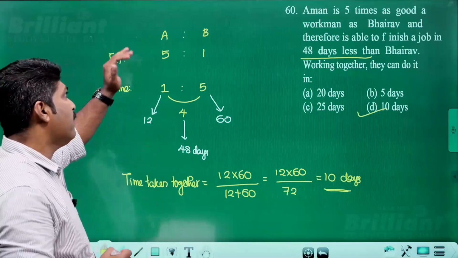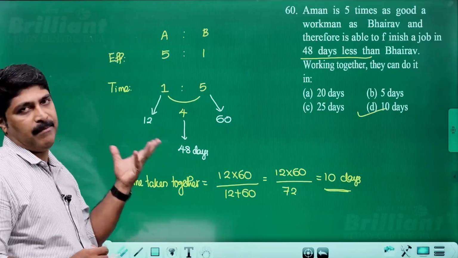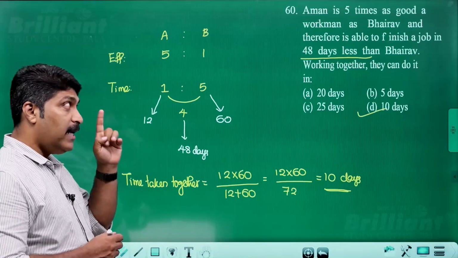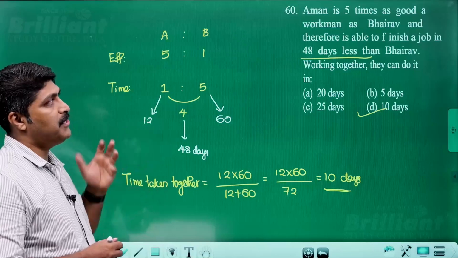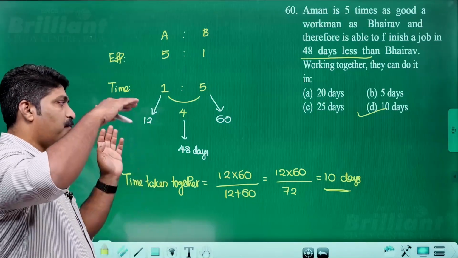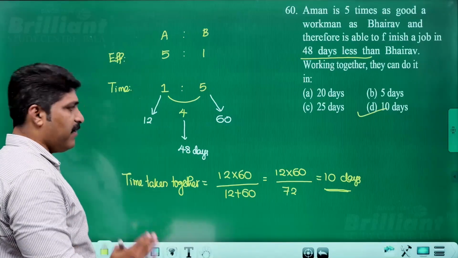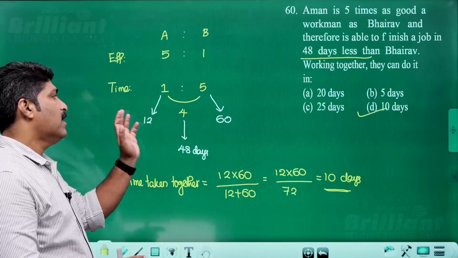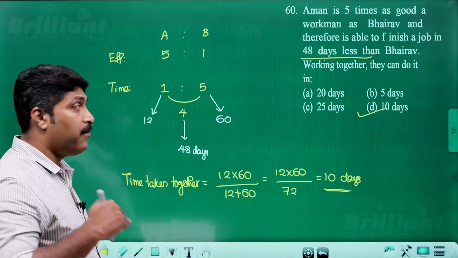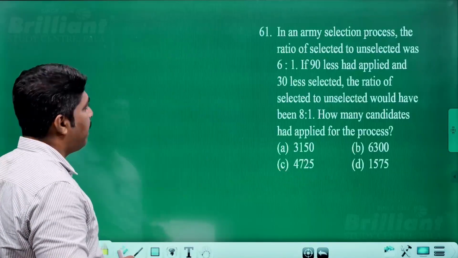Understand, you have to convert this efficiency ratio into time. Because in this question, it's clearly mentioned that Aman required 48 days less. That difference in days is given. Therefore, you have to find the individual number of days they required to finish the same work.